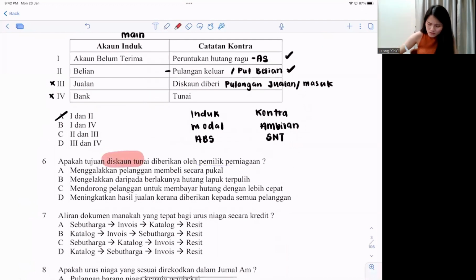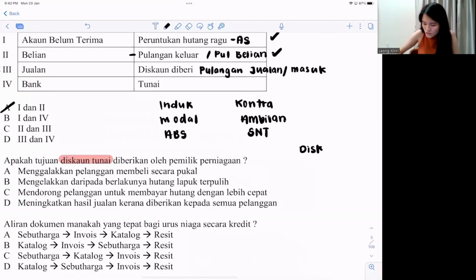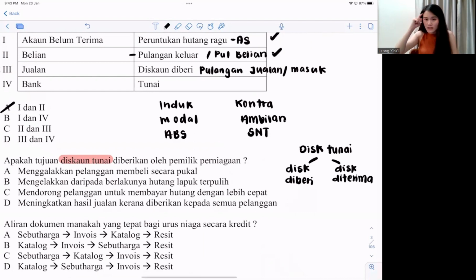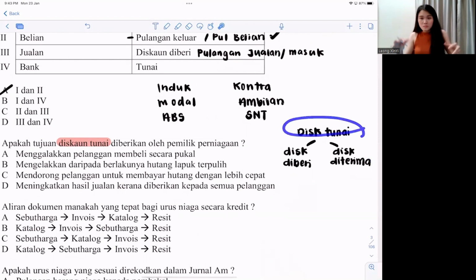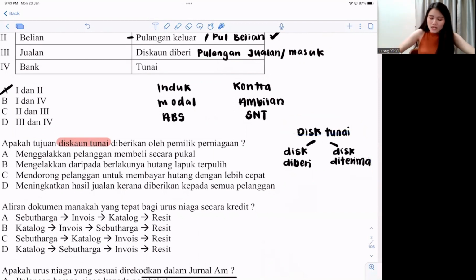Now be aware, actually quite a lot of students don't know this. Discount tunai is what? Discount tunai means I deduct tunai. No. Discount tunai is actually what you always see. Discount diberi. Discount diterima, guys. Quite a lot of you don't know this, okay? So because we usually record, right? We just record discount diberi as belanja, discount diterima as hasil. But actually, the main names for both of them are called the discount tunai. So the main types are we have 2.